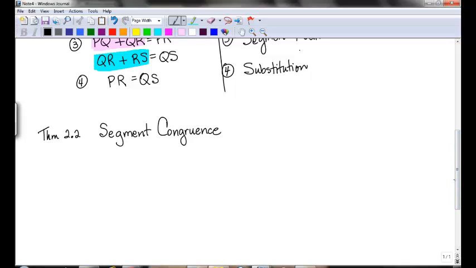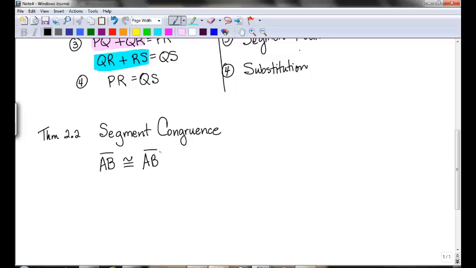Now, when they're talking PR up here, that's the measure of PR. When they're talking segments, they're going to put the line segment above it. Okay, segment AB. When you read this, you ought to read it: segment AB, and this symbol is congruent. Segment AB is congruent to segment AB.